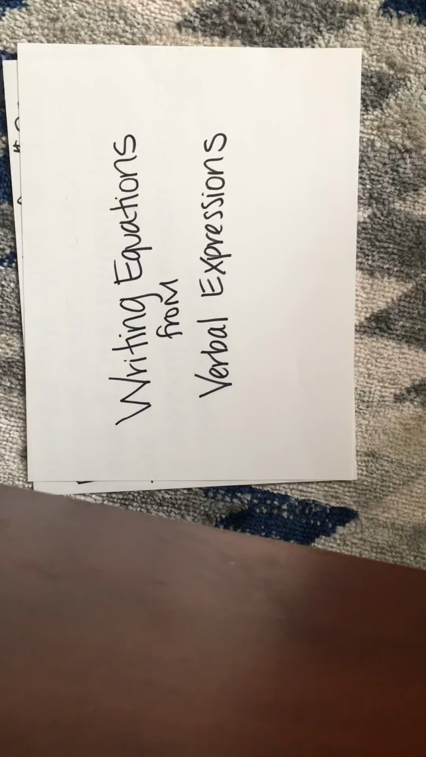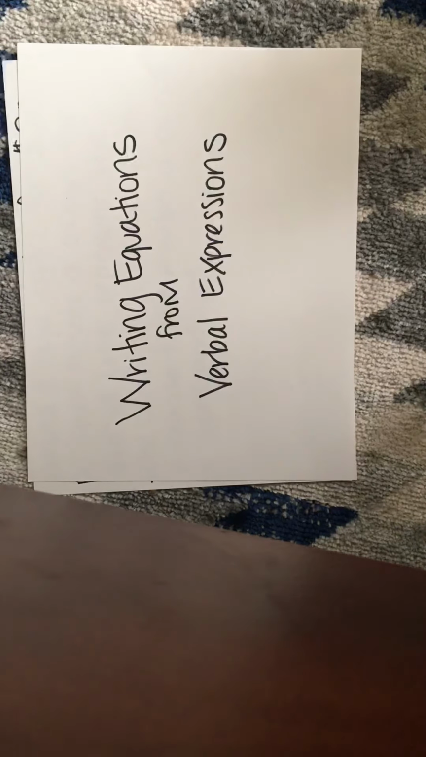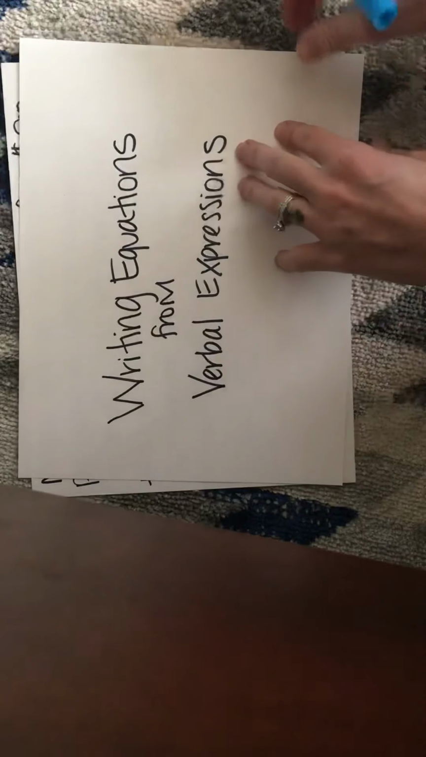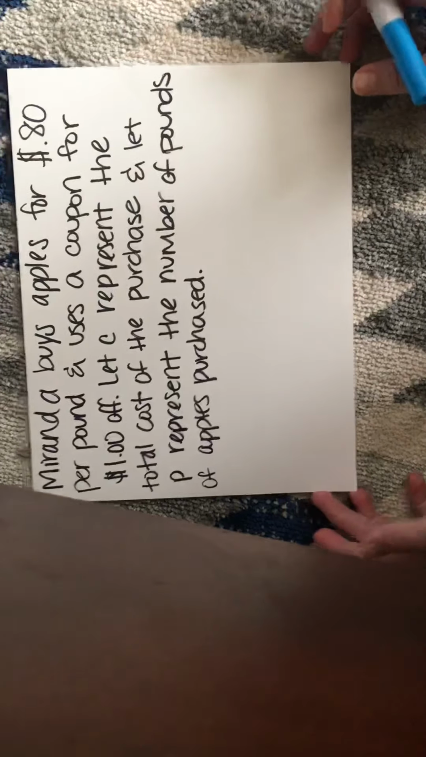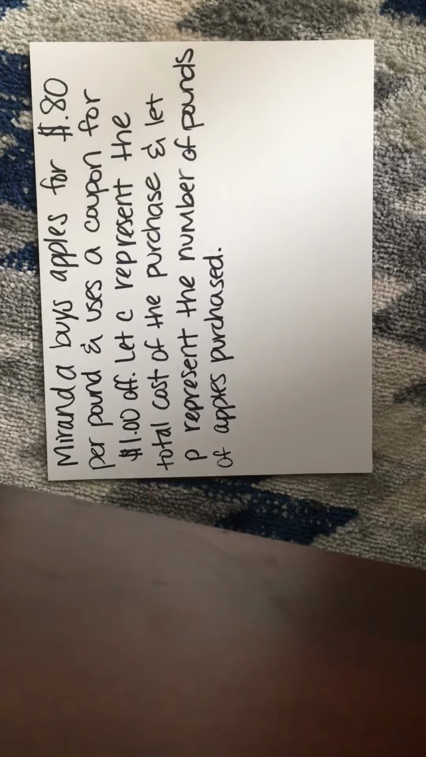The next topic for this week is writing equations from verbal expressions, which are just word problems. So it says Miranda buys apples for 80 cents per pound and uses a coupon for $1 off. Let C represent the total cost of the purchase and let P represent the number of pounds of apples purchased. All we're doing here is writing an equation, okay?